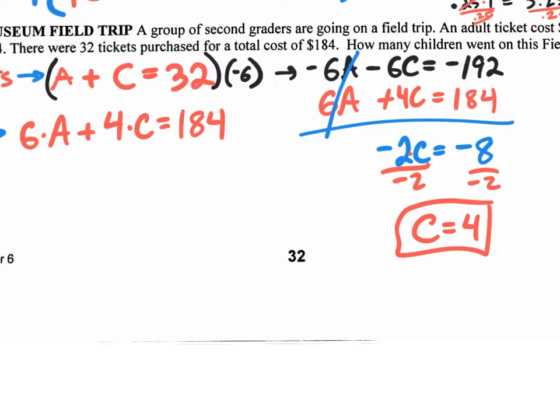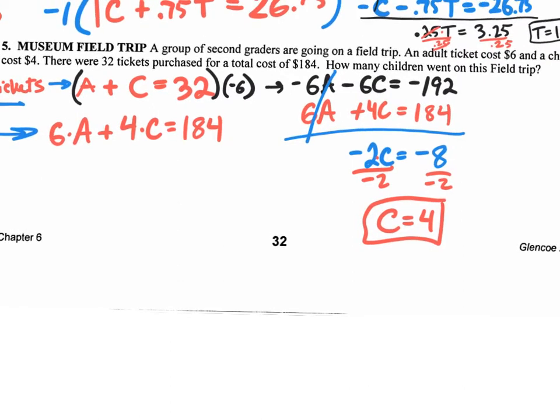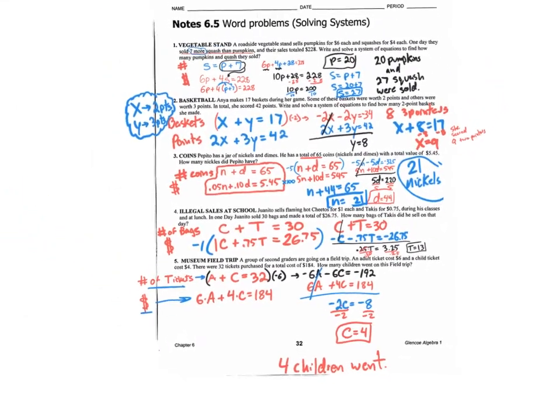We found out how many children went on this trip, which is really weird for a second grade field trip, right? Only 4 kids went and the rest were adults. All right, anyway, so yeah, the answer is 4 children went. And that's a huge video. I apologize, but it is explaining every single type of word problem that we could see on next Monday's test.